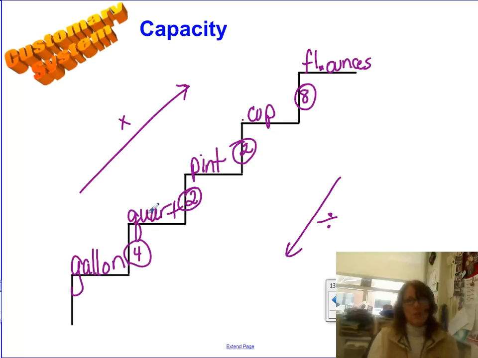1 gallon is 4 quarts. 1 quart is 2 pints. 1 pint is 2 cups. 1 cup is 8 flounces.